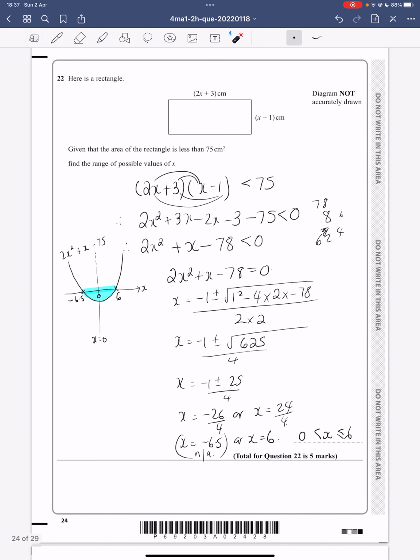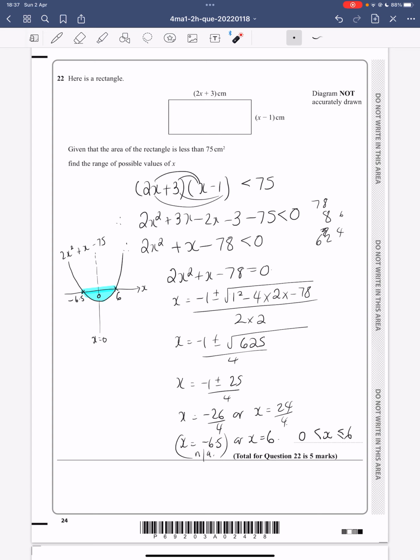Right, here is a rectangle. The area is less than 75 centimetres squared. Find the range of possible values of x. So the area, we multiply these together. It's going to be less than 75. So multiply out: 2x squared plus 3x minus 2x minus 3, and minus 75 there, look, is less than 0.